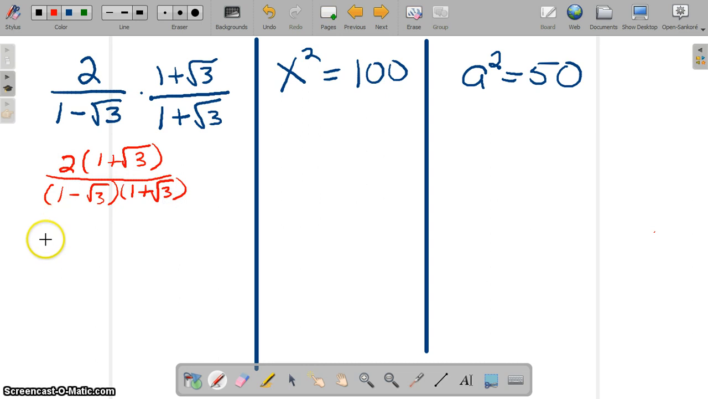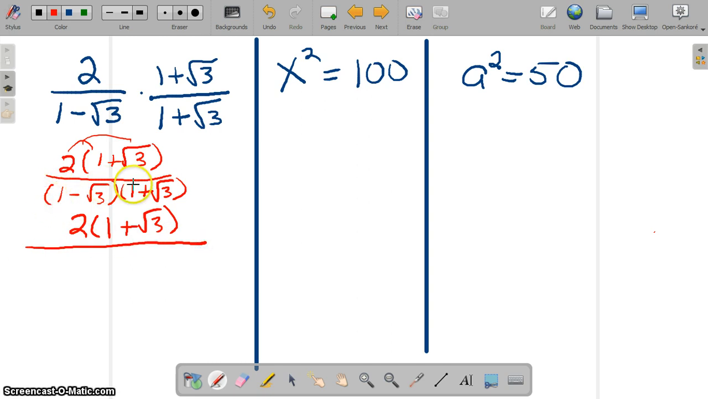So the top, you're going to use the good old distributive property. So we've got 2 plus 2 radical 3. Actually, let's not even bother doing that right now. I'm going to leave it for now. We're just going to work with the denominator right now. So I'm going to leave the top just the way it is, 2 times 1 plus radical 3. The denominator, we're going to FOIL it.